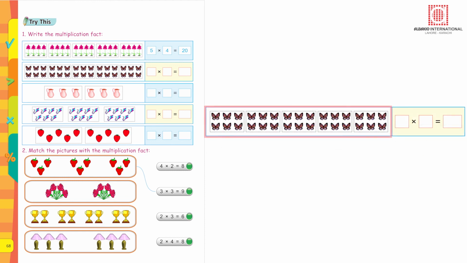Now how many groups of butterflies are here? 1, 2, 3, 4, 5. Yes, you write here 5 in the first box. And how many butterflies are there in each group? There are 6 butterflies. So 5 into 6 is equal to 30. Do the rest as we have done this.